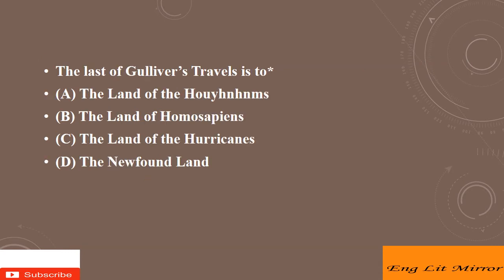The last part of Gulliver's Travels is set in which of the options: A. The land of the Houyhnhnms. B. The land of Homo sapiens. C. The land of the hurricanes. D. The Newfoundland. The answer is option A, the land of the Houyhnhnms.